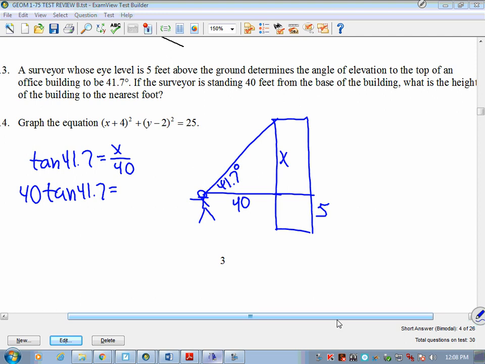In the video, you would notice that I made a mistake, not because I purposefully did it, but because my calculator was in radian mode, and it came out with an answer that actually would be on the test. So what is 40 tangent 41.7 in degrees? 35.64. All right, but am I done yet? No, because x equals 35.64, but we want to find the height of the building, which is another 5 feet above that. So what do I need to do? Plus 5.